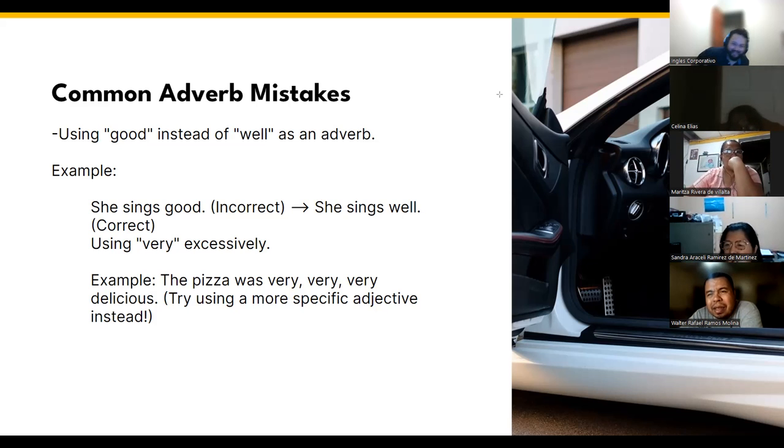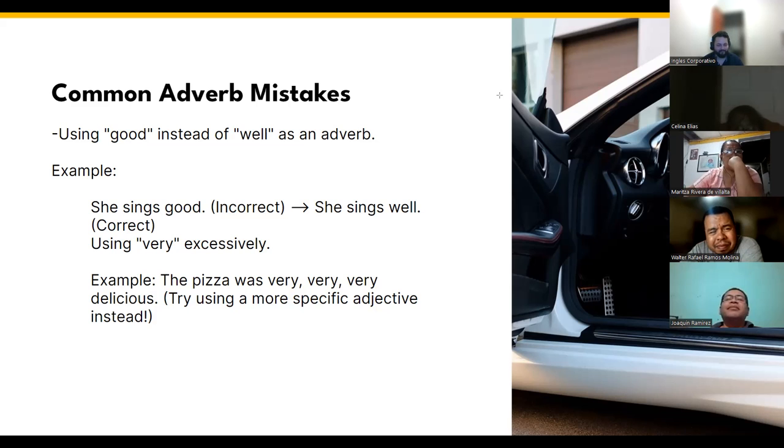Got it? Very hungry, teacher. Hey, teacher, an example using an adverb describing another adverb? Now we'll see that. We'll get there. Don't worry. All right. But yes, guys. So we have the pizza was very, very, very delicious, right?